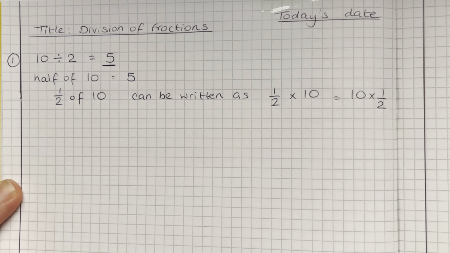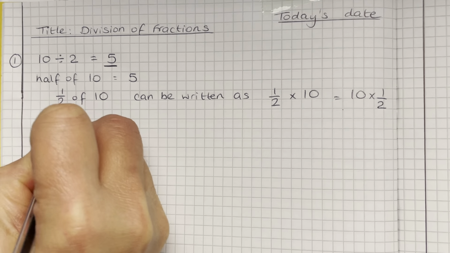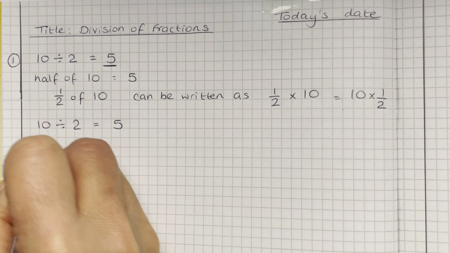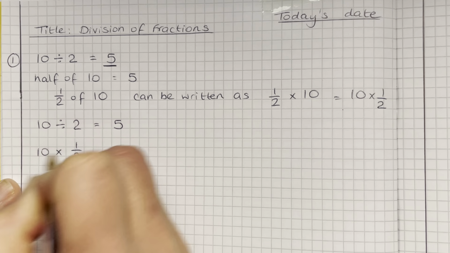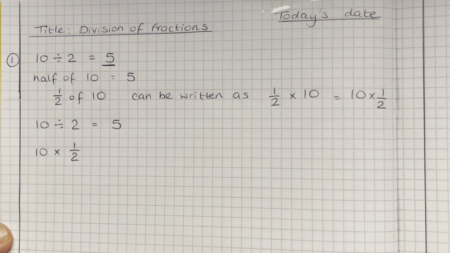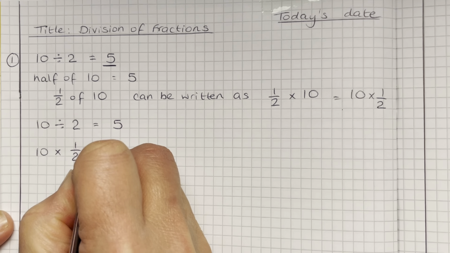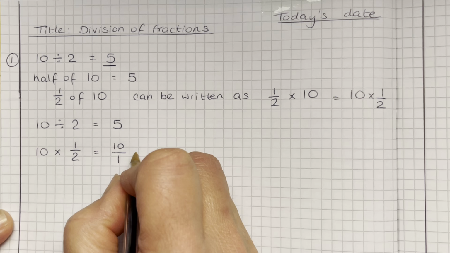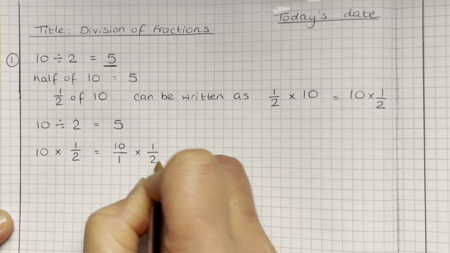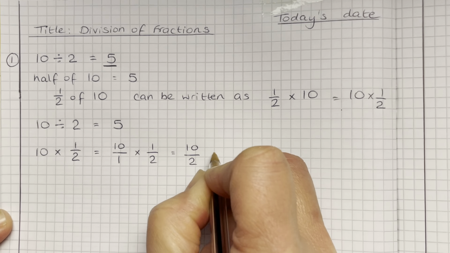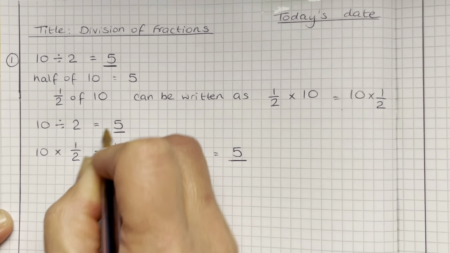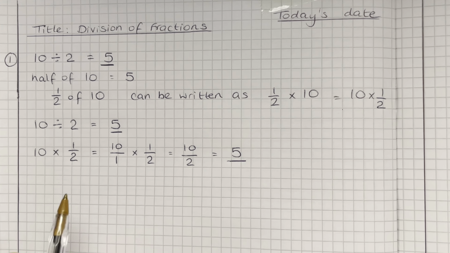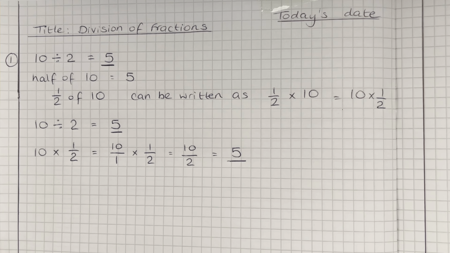So let's compare what we've got again. We've got 10 divided by 2 equals 5. And we've got 10 multiplied by 1/2. Let's check and make sure that this equals 5 as well. So we would write this with 10 as an equivalent fraction with 1 as the denominator, multiplied by 1 over 2, gives me 10 over 2, which gives me 5. Okay, so we know that these two calculations are the same. 10 multiplied by 1/2 is the same as 10 divided by 2.